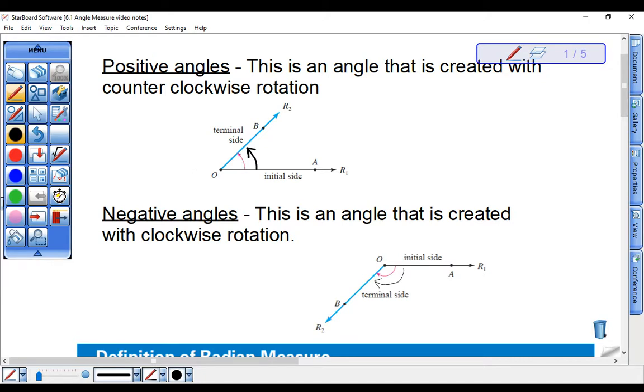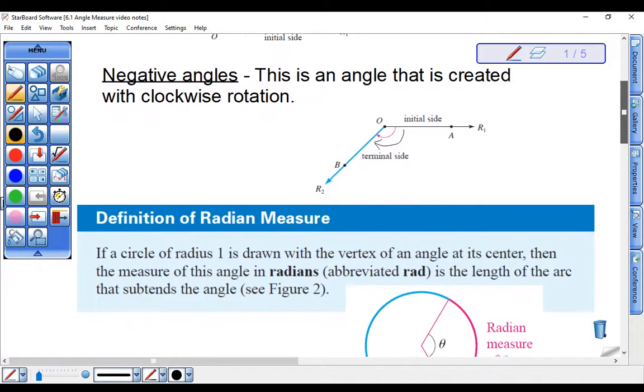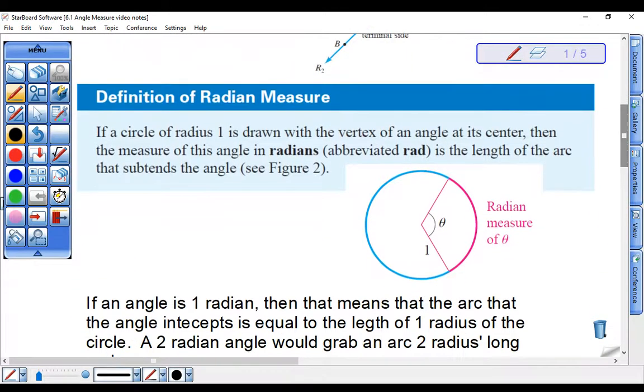So counterclockwise is positive. Clockwise is negative. I like to think of it this way: if we're going through the first, then second, then third, and then fourth quadrant, those are going to give you positive angles. If we're going the other direction, fourth quadrant, then third, then second, then first, that would give you negative angles.